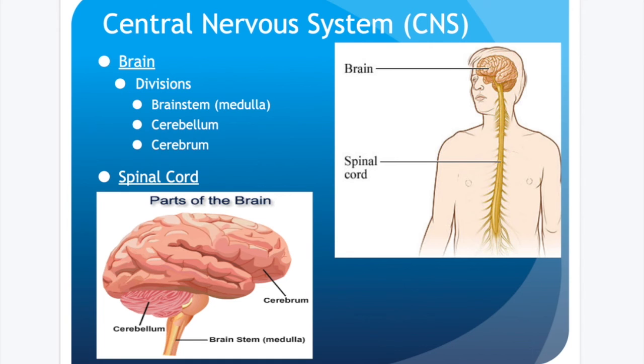So next we're going to look specifically at the central nervous system. The central nervous system includes the brain and the spinal cord. The brain has 3 divisions: the brainstem, cerebellum, and cerebrum. And then we would also have the spinal cord. So here we can see the cerebrum, it's the majority of our brain. Then we have the cerebellum, and then the brainstem, and then the spinal cord would be down here.